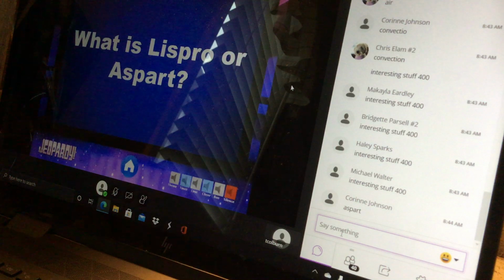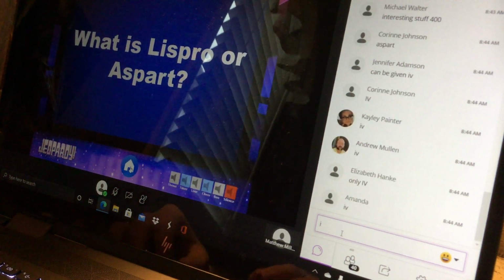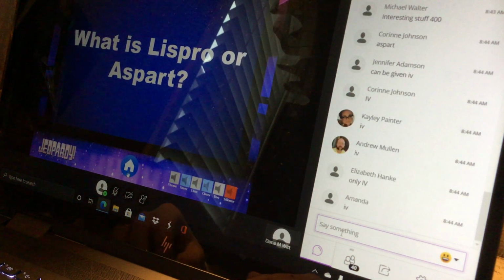Remember the names of your insulins. What are the different kinds? What are some of the other ones? What is regular insulin? What's the special thing about regular insulin? It's the only one you can give IV. Correct. What about for meal coverage? What's the most common meal coverage?